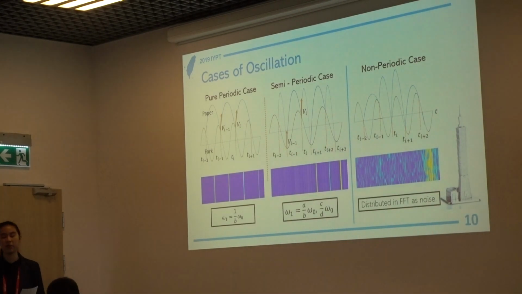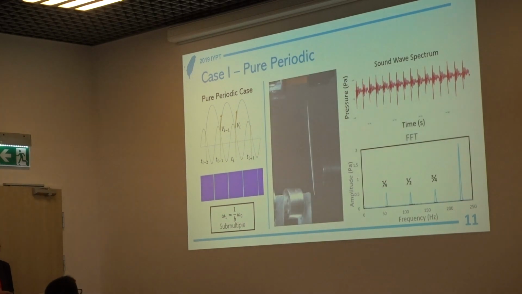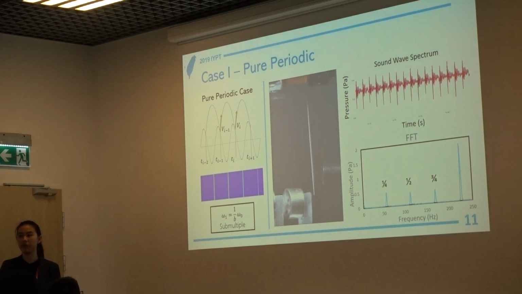However, the paper does not always oscillate in a periodic manner. There are 3 cases of oscillation: the pure periodic case, the semi-periodic case, and the non-periodic case. If we look at the motion of the paper and the tuning fork, the pure periodic case means that the paper hits the tuning fork at the same time every time it oscillates, with the same initial velocity leaving the tuning fork.